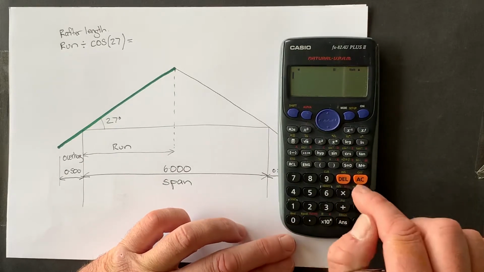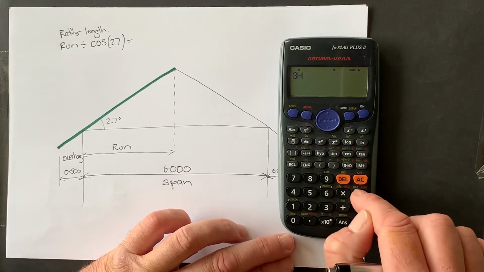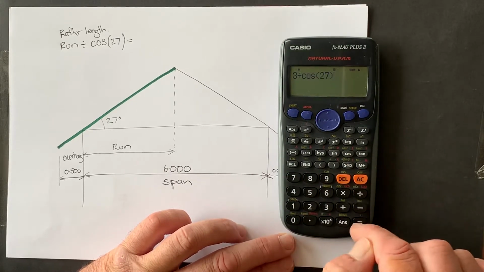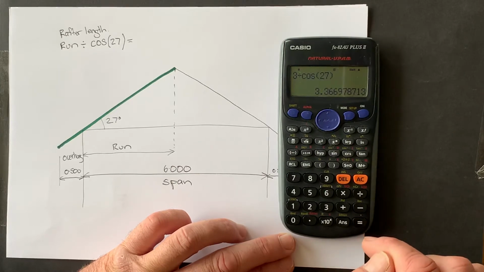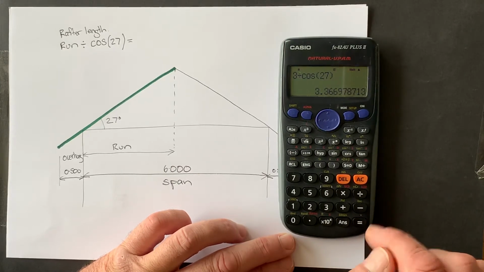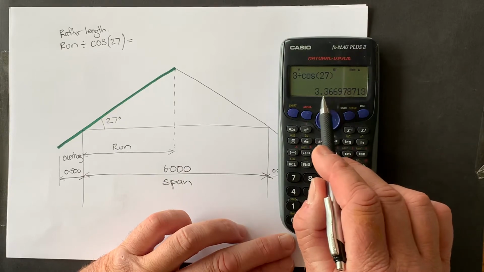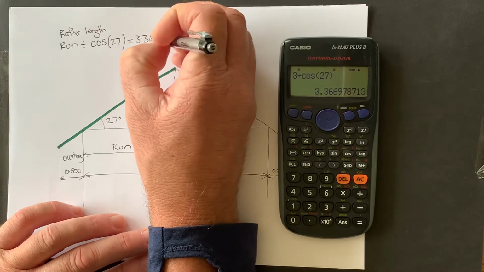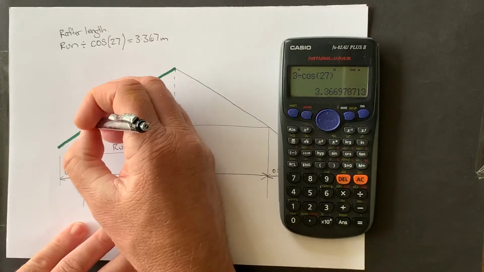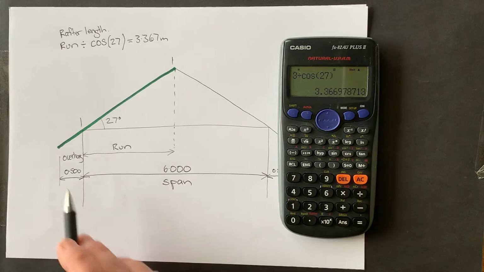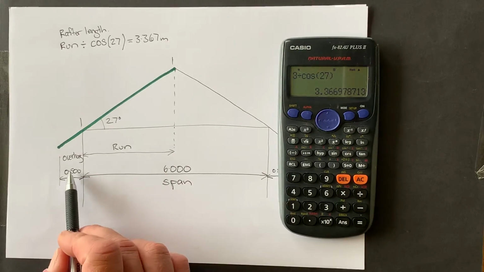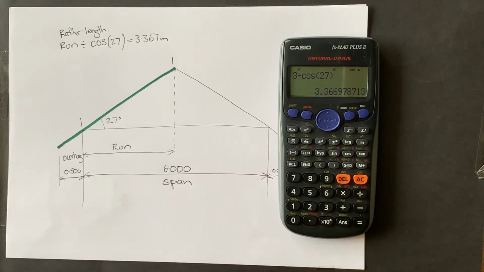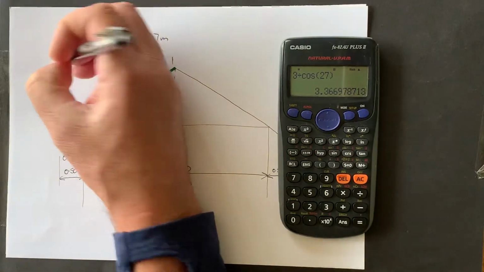So if we said 3 divided by cosine 27, close the brackets, equals, I've got 3.366, and I'm going to round that up to 3.367 meters. Okay, now that's how far it is from here to here. Now, we could have included the overhang in that as well, by saying instead of 3 meters, we could have said 3.5, but I wanted to give you the opportunity to practice this.